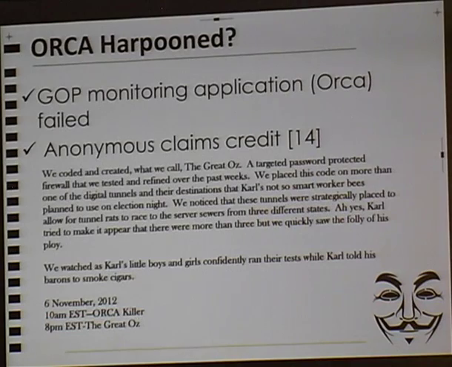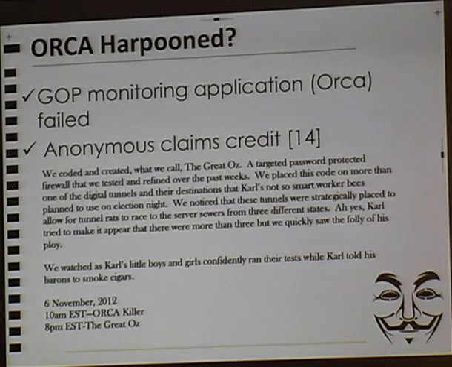Speaking of failures, during the election, the GOP's big data system, Orca, failed in true Rube Goldbergian fashion. Poll workers in swing states had issues accessing this data and may not have had the information they needed to get more Romney supporters to the polls.